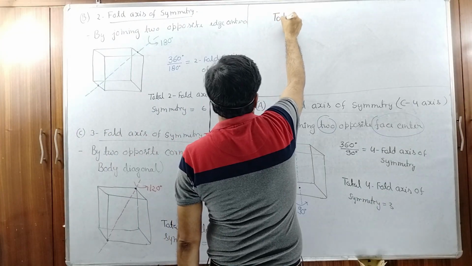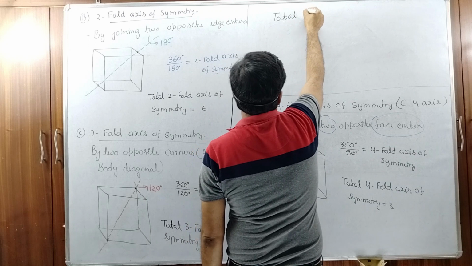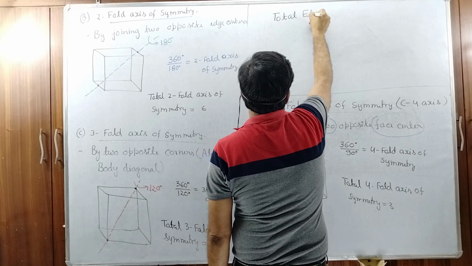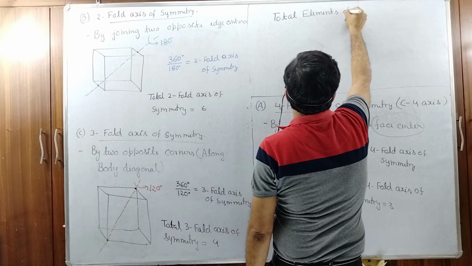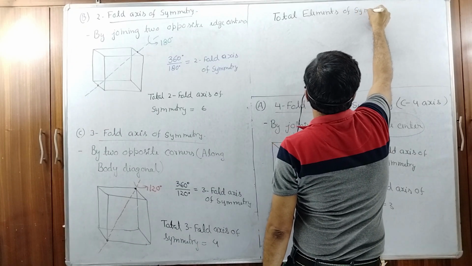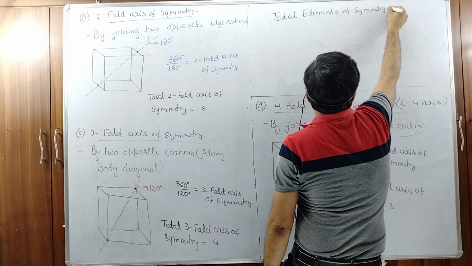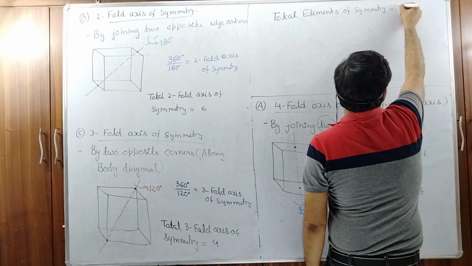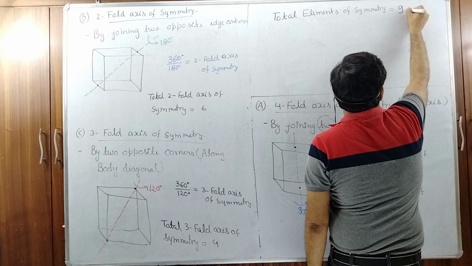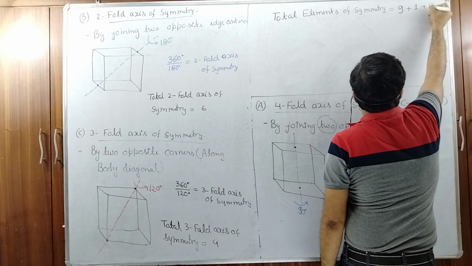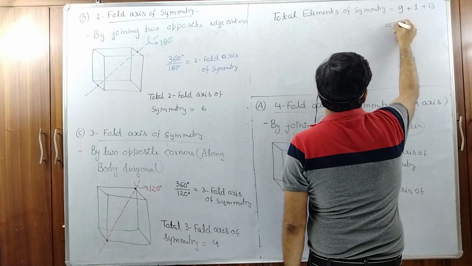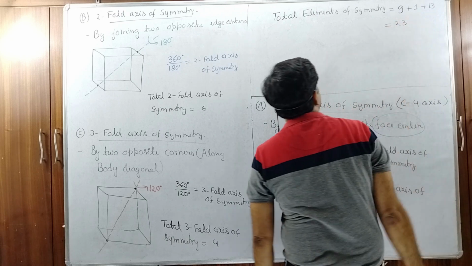Many times they ask this simple question: how many total elements of symmetry do we have in a cube? 9 planes of symmetry, 1 center of symmetry, and 13 n-fold axes of symmetry. So in total we have 23 elements of symmetry.